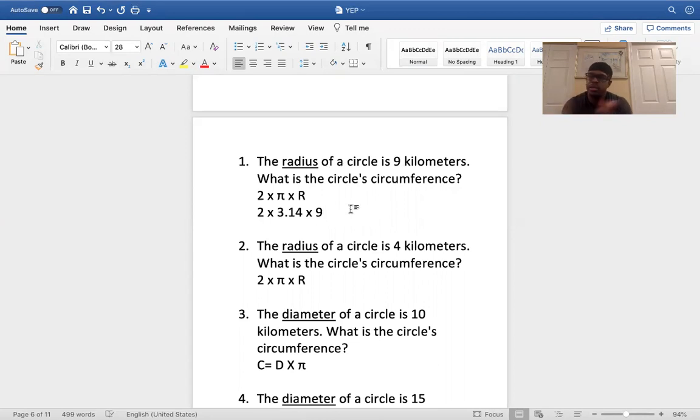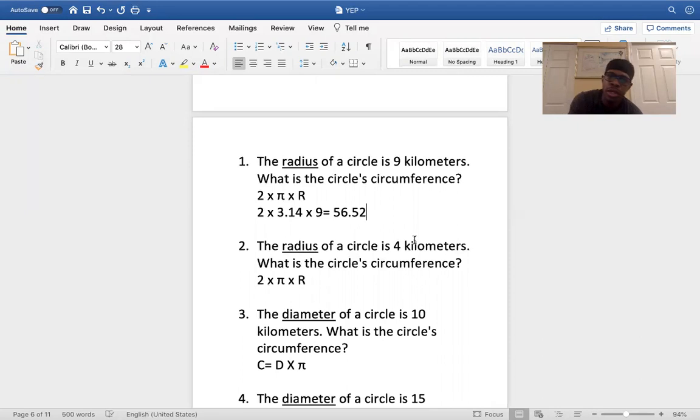6.28 times 9, I already worked it out, should give us 56.52. So the circumference, or the length around the circle, is 56.52 because we follow the formula. All we're doing is plugging it in. So you're going to see questions like this again.